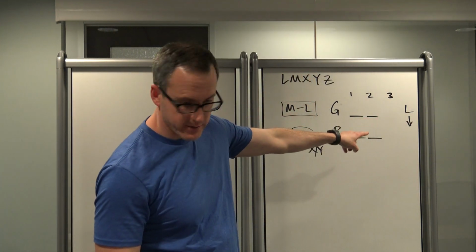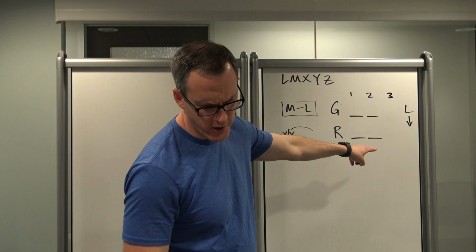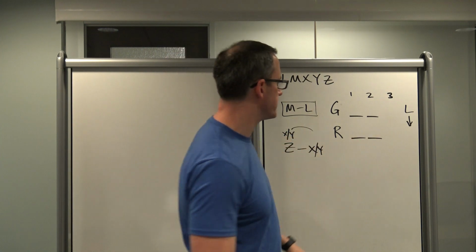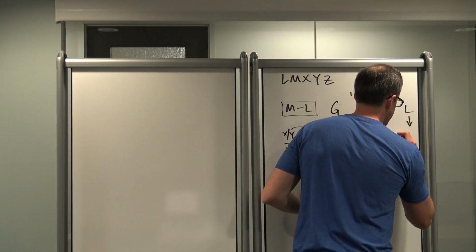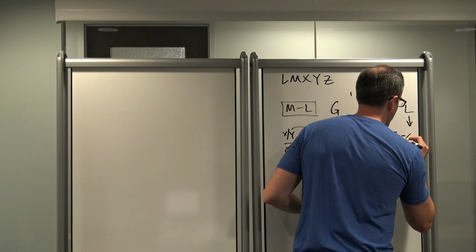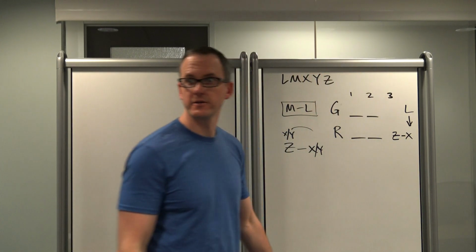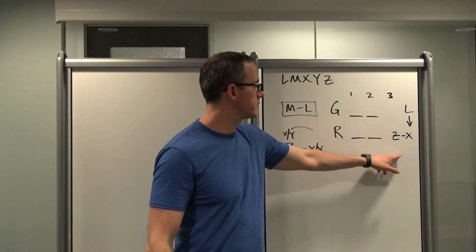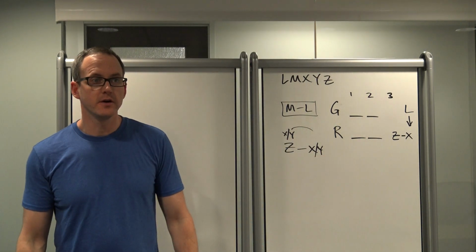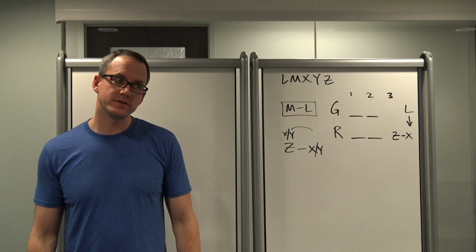If L is up there, then X and Z have to be in R, which means Z is going to be before X, right? So Z before X. Sound good? So if L is on the top row, Z and X are on the bottom row. A quick review of if-then statements.